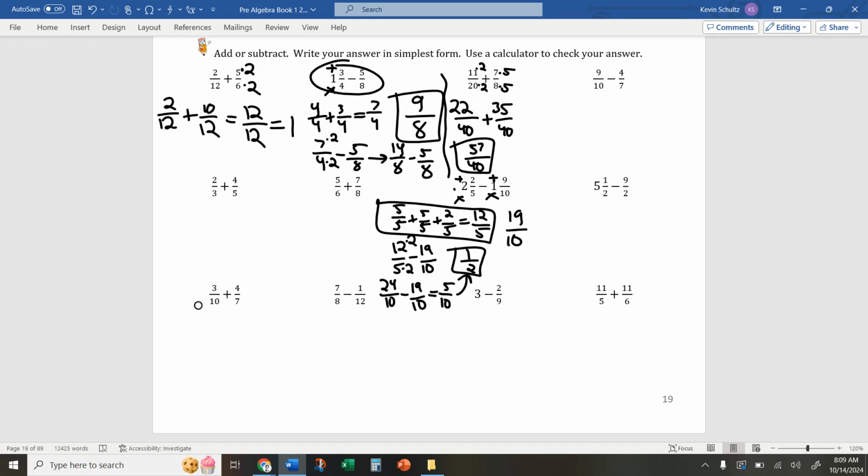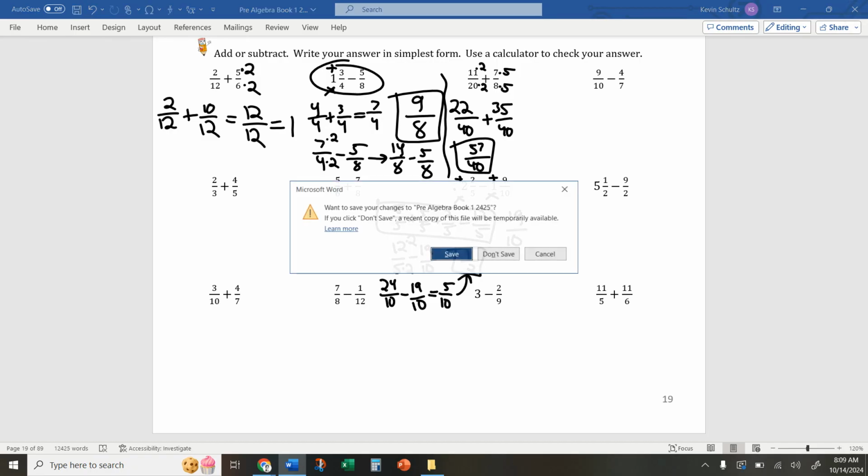Now comes the fun part. If I close this, will it save the ink? Okay, I gotta make sure. Never let me click save. Because if I click save, it'll save all this ink on here, and I don't want that.